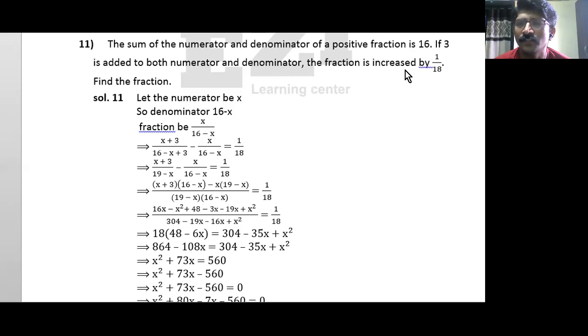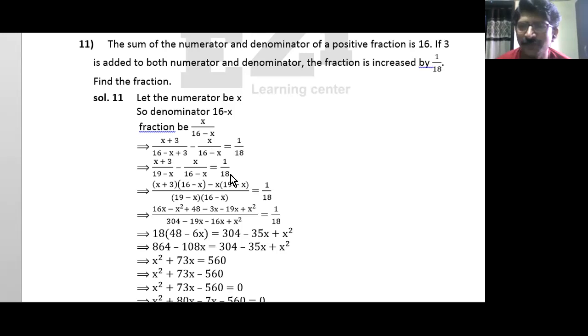The fraction is increased by 1 upon 18, what does that mean? The new fraction we framed, x plus 3 upon 19 minus x, is increased from the old fraction by 1 by 18. So new fraction minus old fraction is equal to 1 by 18. I hope you understood how to frame the equation. Now x plus 3 upon 19 minus x minus x upon 16 minus x equals 1 upon 18.